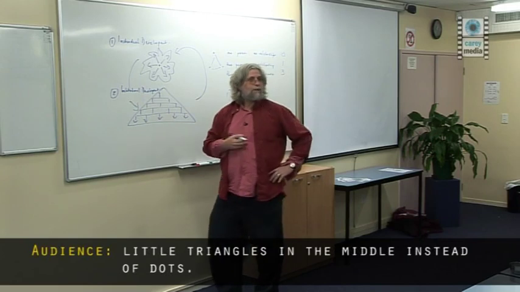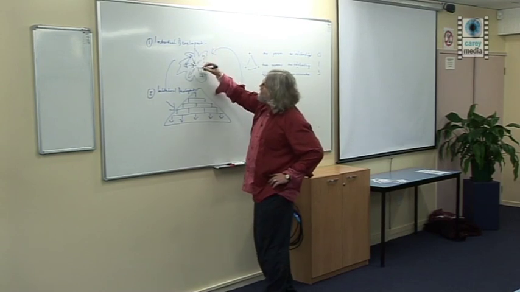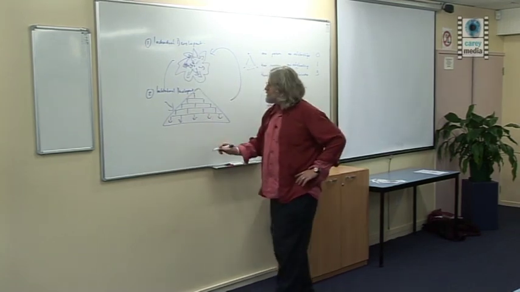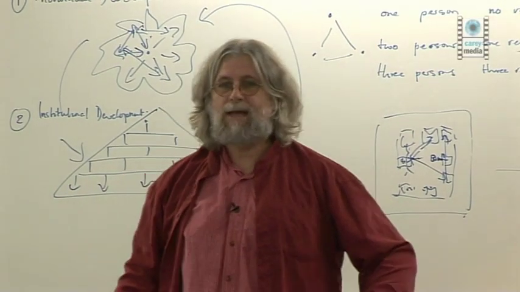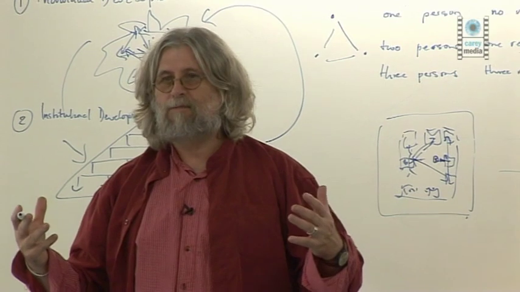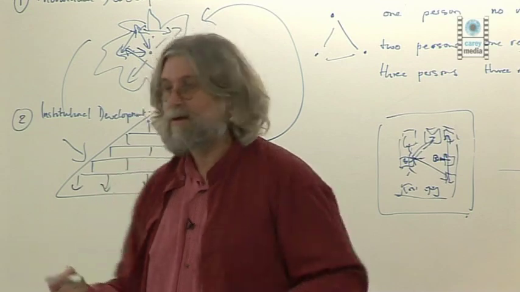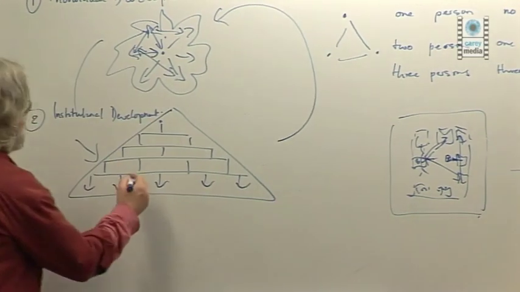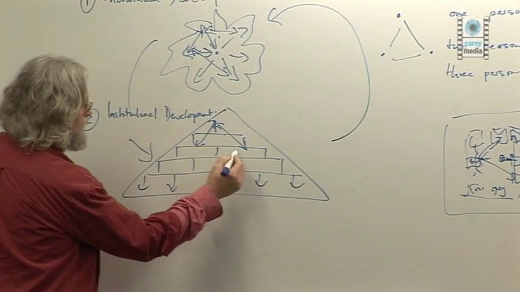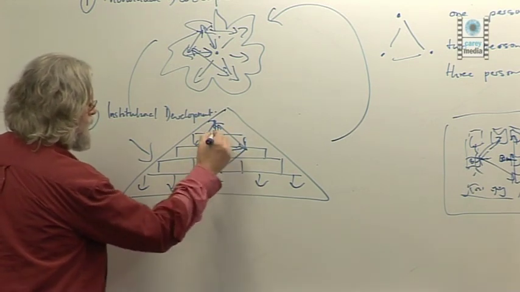Little triangle in the middle instead of the dot. Yeah, well, just by connecting those back and forward and making that, right? The way you make that individual model Trinitarian is by making those relationships mutual. Right? And the same here. The way you make this Trinitarian is by linking these people together. Right?